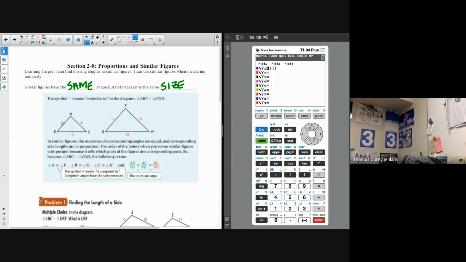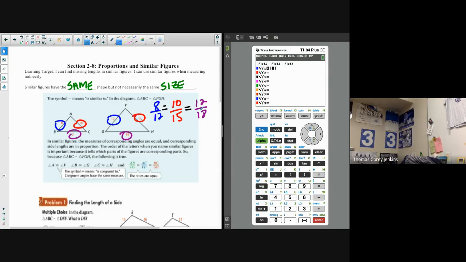In other words, if I put AB over GF, that's going to be equal to AC over FH, and that's going to be equal to BC over GH. Those are all equal fractions. They're all equal to 2/3.